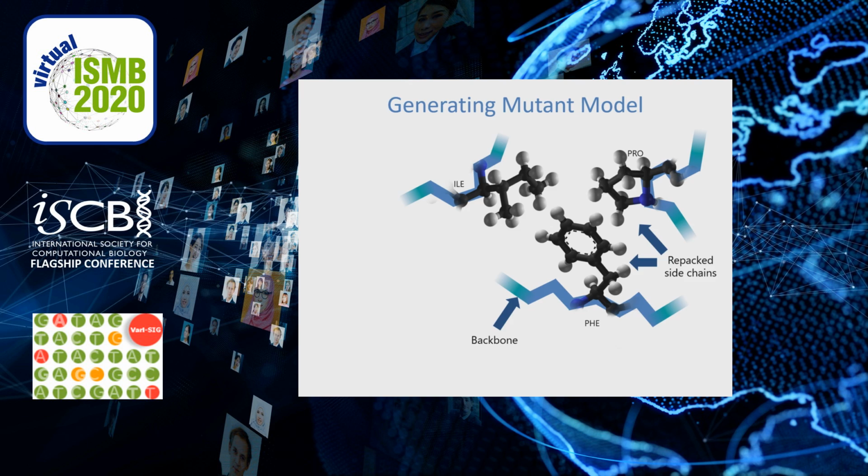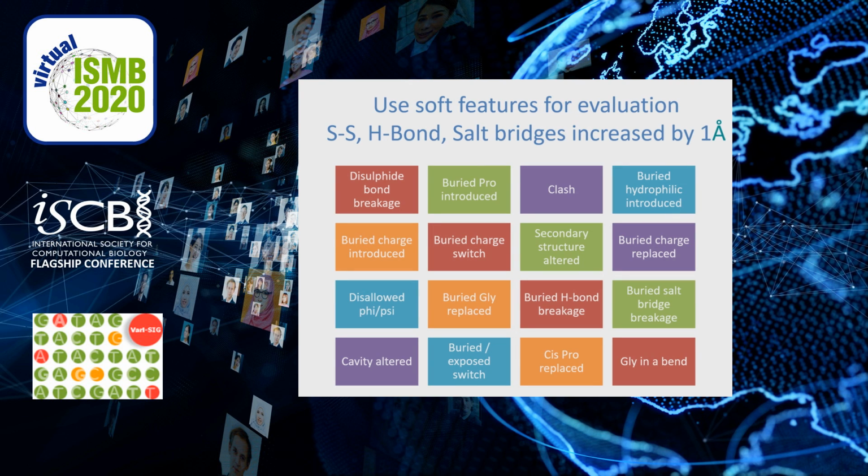Then we would examine in detail the impact of these changes between the wild type and the predicted structure, for example, asking if a disulfide bond is broken or if a proline residue is introduced. Importantly, we use soft features for evaluating these effects. So, for example, for disulfide bridges, hydrogen bonds, and salt bridges, we increased the required distance by 1 angstrom to allow for any errors in the predicted structure.